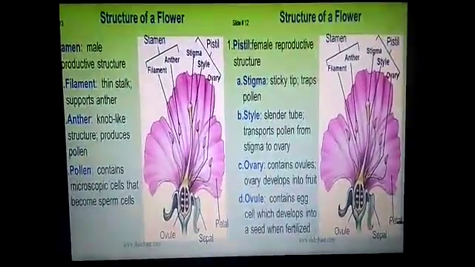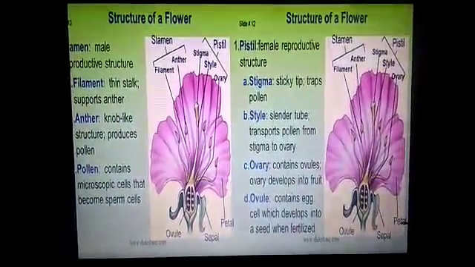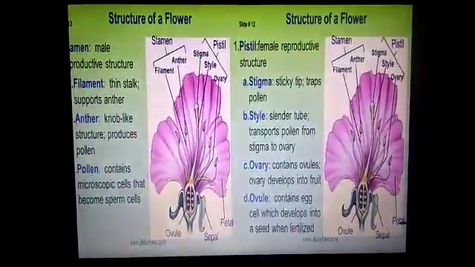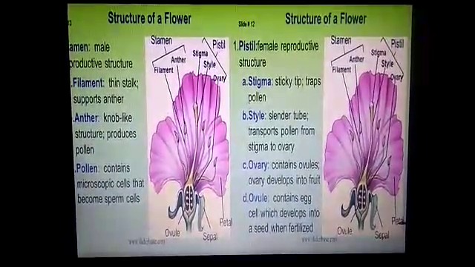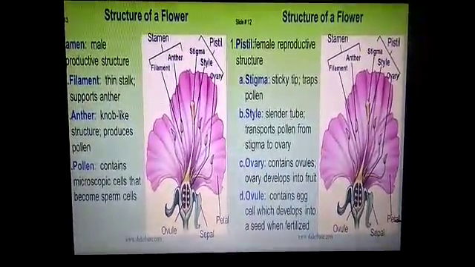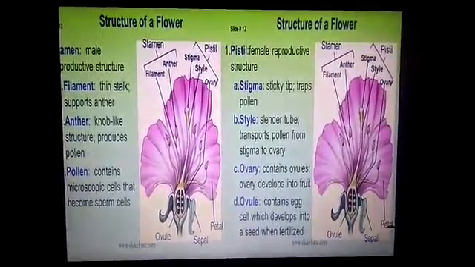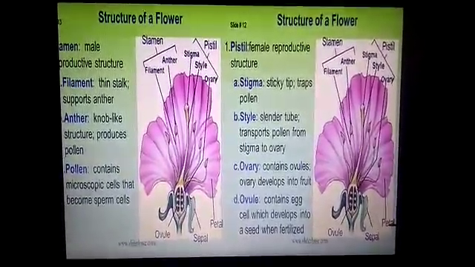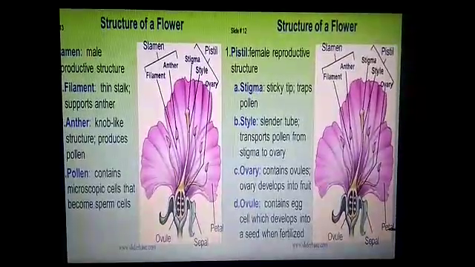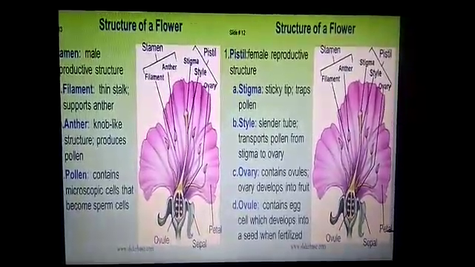Next, the structure of a flower. The first one is the stamen, the male reproductive structure. Next is the filament, a thick stalk which supports the anther, and the anther is a knob-like structure that produces the pollen grains, and pollen contains microscopic cells that become sperm cells.